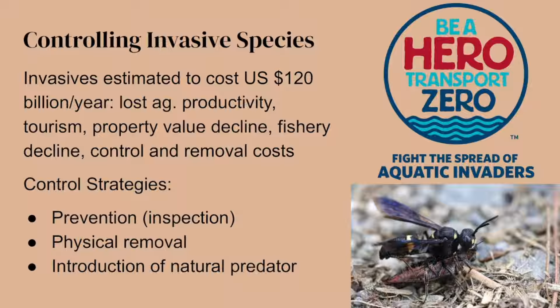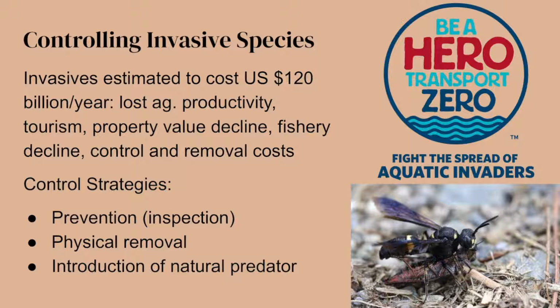Other control strategies are physical removal. So this is done pretty frequently with plants. With animals, it's a little harder because they can move. Sometimes we can introduce a natural predator of that invasive species and it won't have too many harmful impacts, or it will have less harmful impacts on the environment than having that invasive species had.